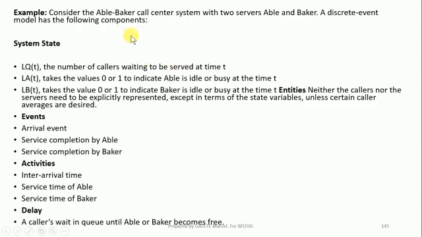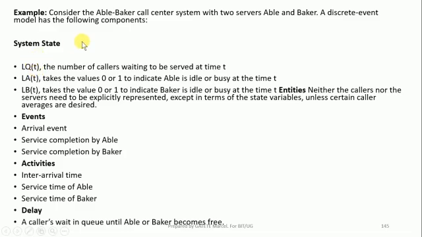We are going to see the example of the Able Baker call center, with two servers, Able and Baker. A discrete event model has different components. We can have system states. Here we have a call center with two servers. The first server is Able, the second one is Baker. So if we think about that, the discrete event model of such a system has the following components.